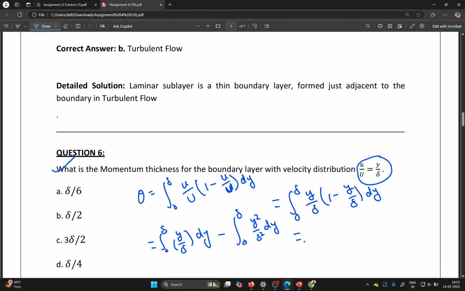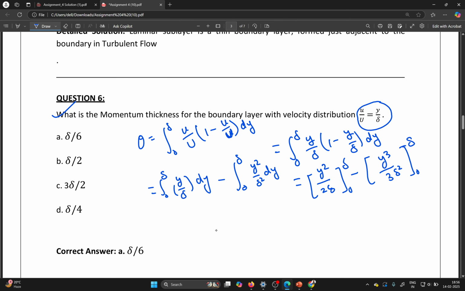That's it. Now when you integrate, what will you get? y square by 2 delta from 0 to delta, minus y cube by 3 delta square from 0 to delta. So first you need to put the upper limit.